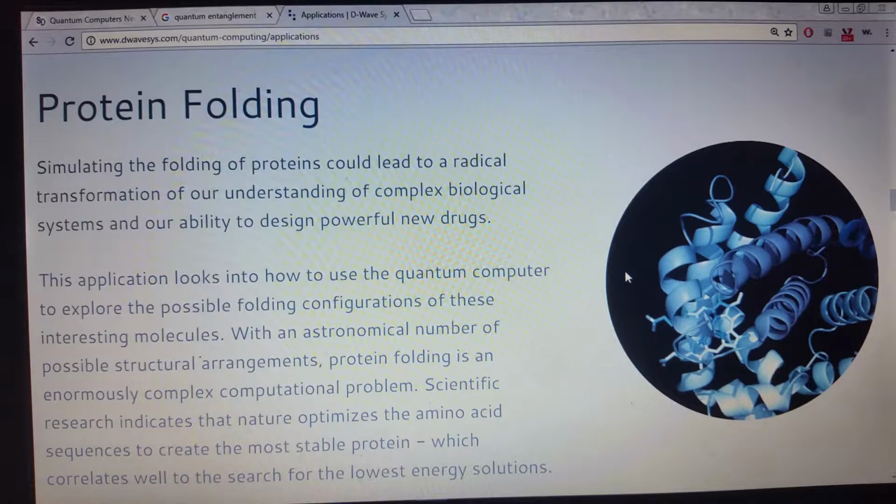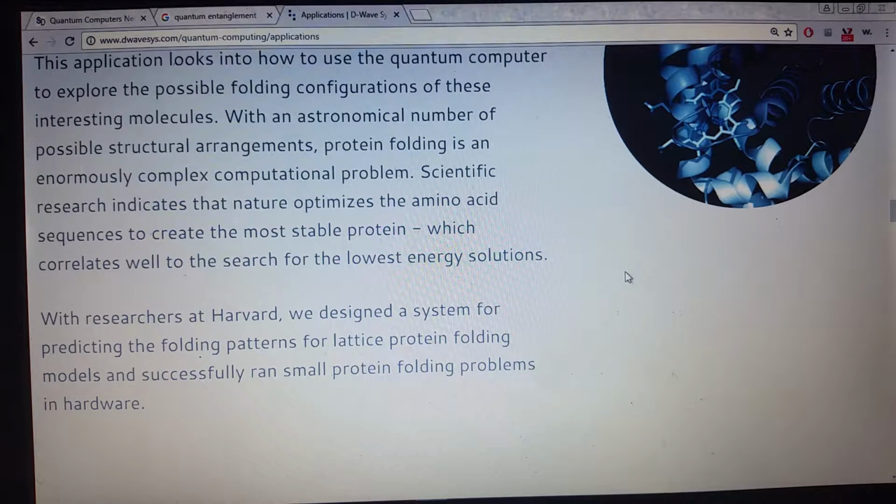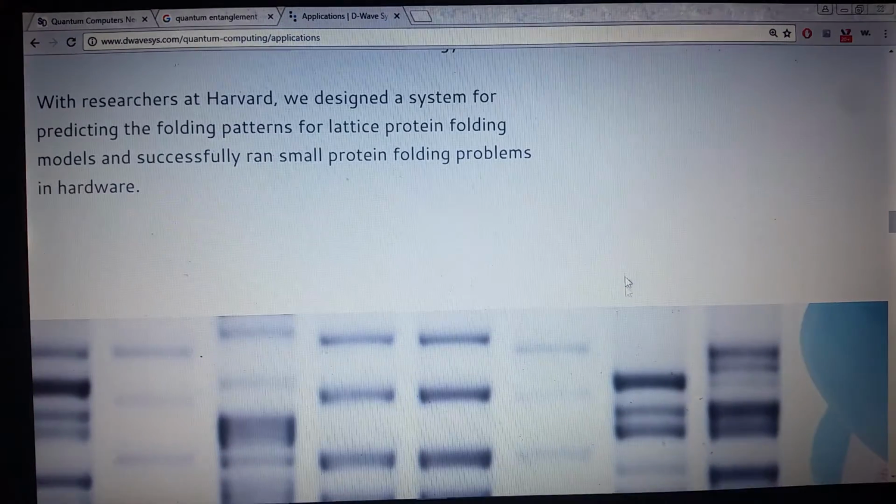Scientific research indicates that nature optimizes the amino acid sequences to create the most stable protein, which correlates well to the search for the lowest energy solutions. With researchers at Harvard, we designed a system for predicting the folding patterns for lattice protein folding models and successfully ran small protein folding problems in hardware.